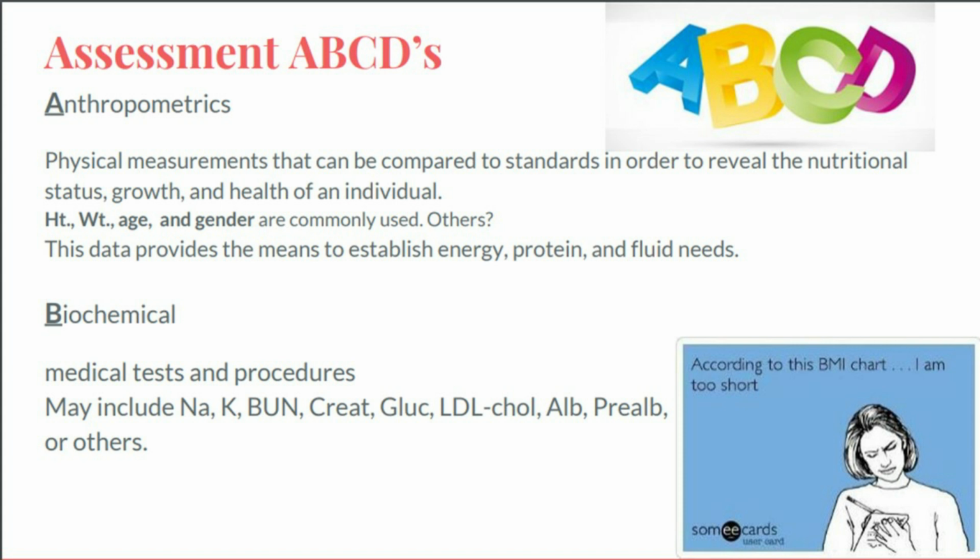Next element of the assessment is biochemical data. Laboratory tests based on blood and urine can be very important indicators of nutritional status, but they are influenced by non-nutritional factors as well. Lab results can be altered by the medications, individuals' hydration status, and disease state or other metabolic processes such as stress.